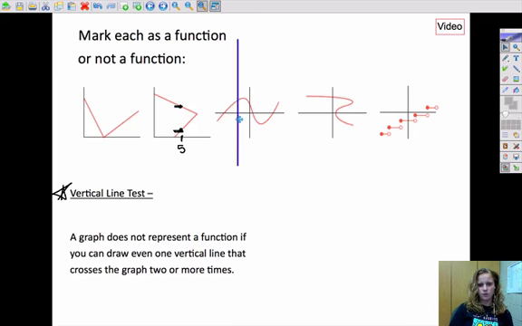We can slide through here. This one is going to be a function. At no point do I touch 2. Here, I touch 2. I even touch 3 points on a graph here, so this one is not a function.